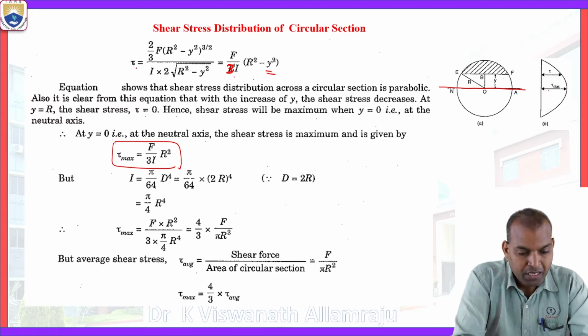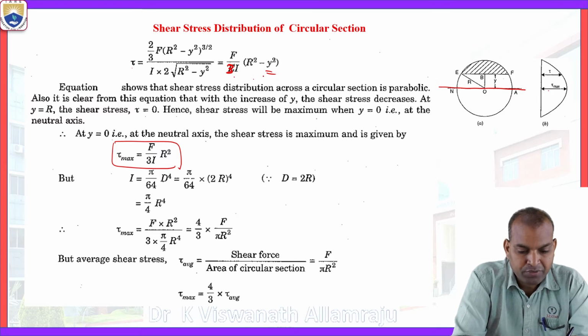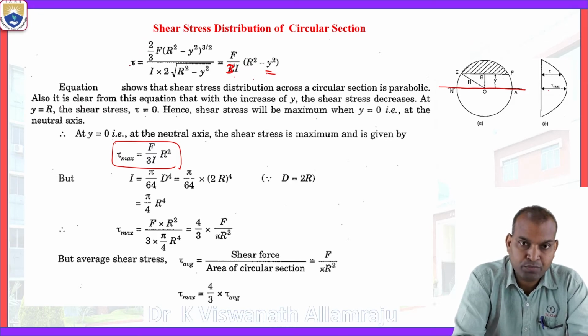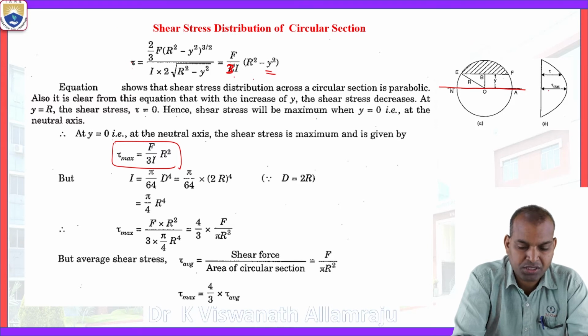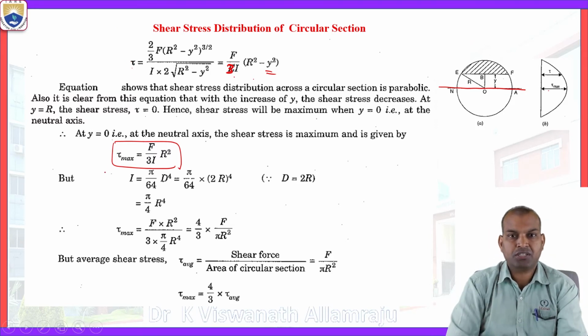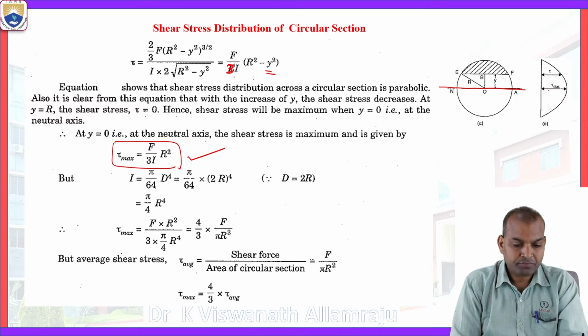Now one more thing: what is the shape of the curve distribution? This shear stress is dependent upon the value of y square. If the y square value increases, the shear stress value decreases. If the y square value decreases, the shear stress value increases to the maximum. So if y equals 0, that shear stress is the maximum shear stress. That's why here the maximum shear stress equals F by 3I times R square. What is that I here? F by 3I times R square.